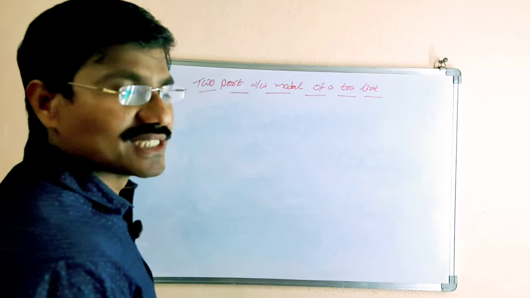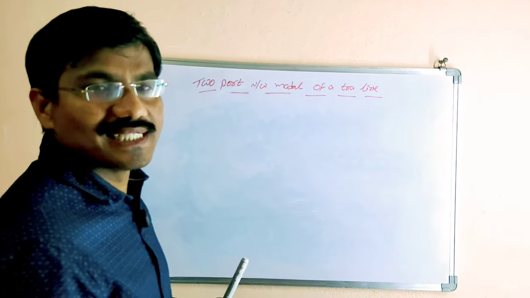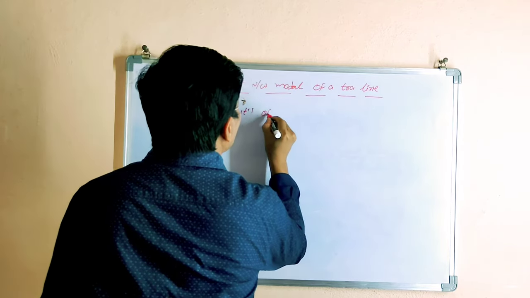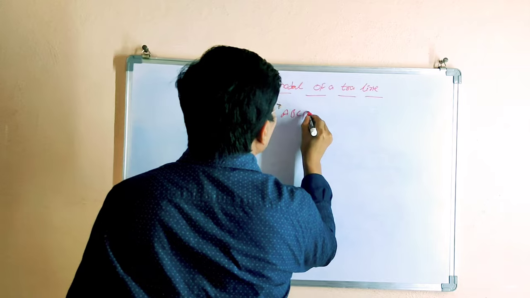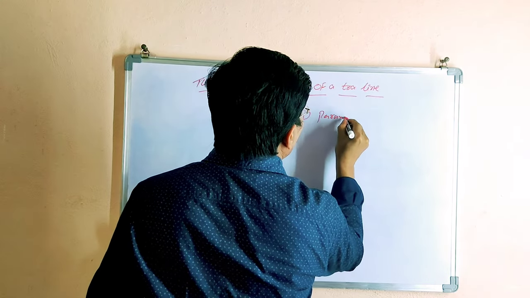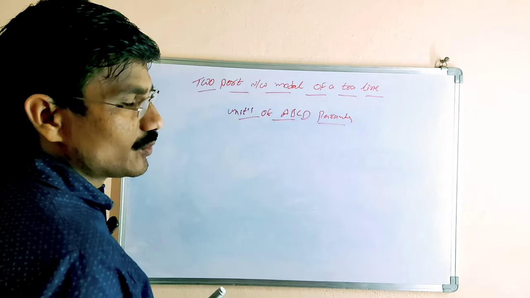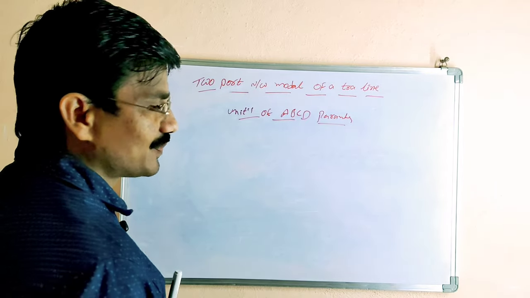Next is the units of the ABCD parameters. What are the units of ABCD parameters?